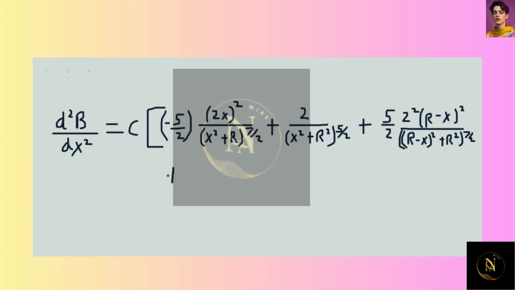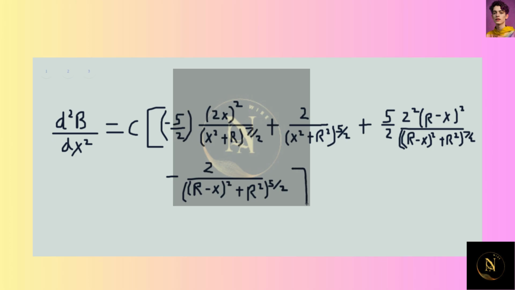And then you have to add one last term. We're in a room there, so I'll just write it below. You have plus, or excuse me, it'll be minus this time because remember it was negative. So you have minus 2 divided by (r minus x) squared plus r squared, all raised to the 5/2.